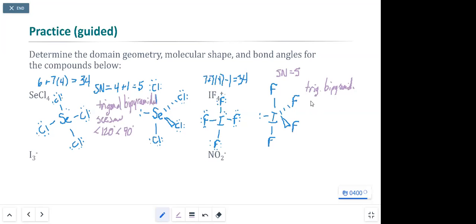With that lone pair in place, we are looking at the seesaw configuration, and the bond angles there are less than 120 and less than 90 degrees. All right. Any questions thus far about either of these two examples?